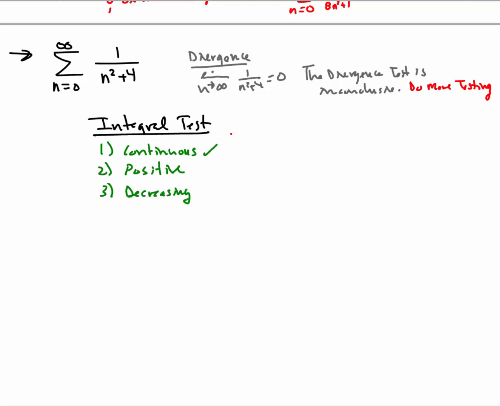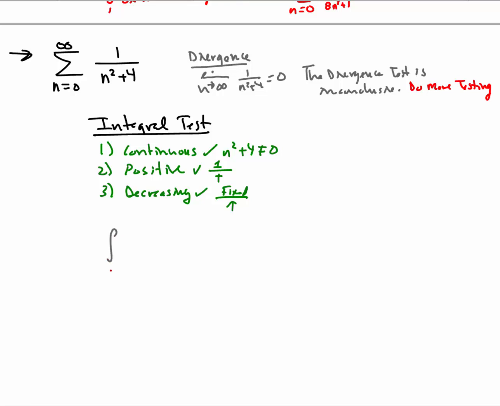It is continuous because the denominator n squared plus 4 never equals 0. It is positive because the numerator is always 1, so I have a positive 1. And the denominator, no matter what I plug in here, I square it, and I add 4, will be positive as well. And then it's decreasing because I have a fixed numerator, and I have a denominator that's increasing, which makes the overall fraction decreasing.